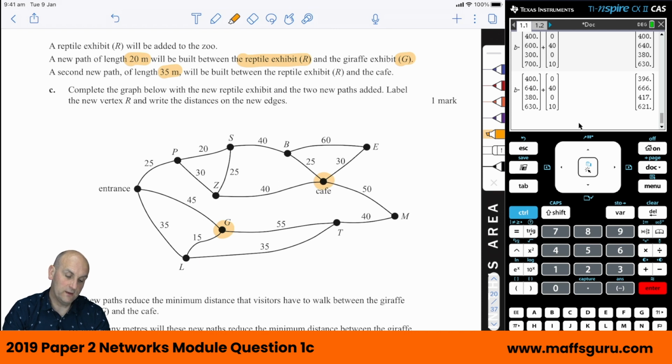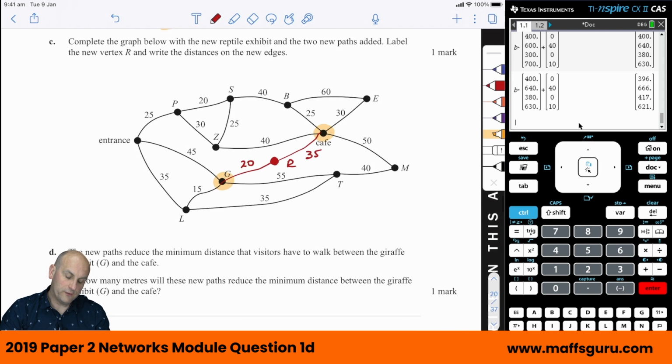Okay, complete the graph below with the new reptile exhibit and the 2 new paths added. Label the new vertex R and write down the distance on the edges. Reptile and giraffe, and reptile and cafe. All right, so let's just do that there and call it R, and we'll join it together. Giraffe to the reptile was 20, and reptile to the cafe was 35.